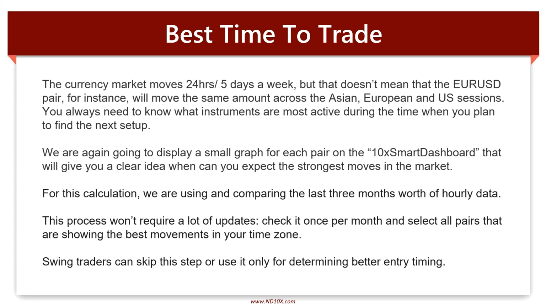For this calculation, we are using and comparing the last 3 months worth of hourly data. This process won't require a lot of updates. Check it once per month and select all pairs that are showing the best momentum in your time zone. Swing traders can skip this step or use it only for determining better entry timing.